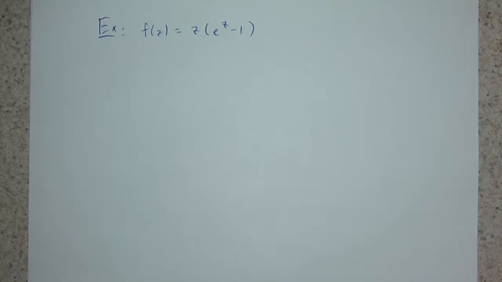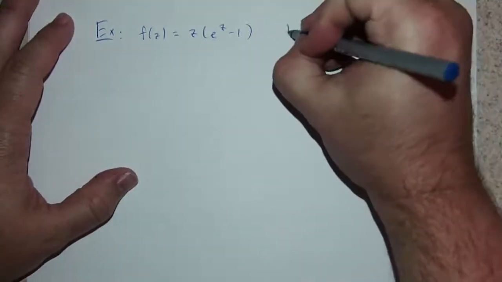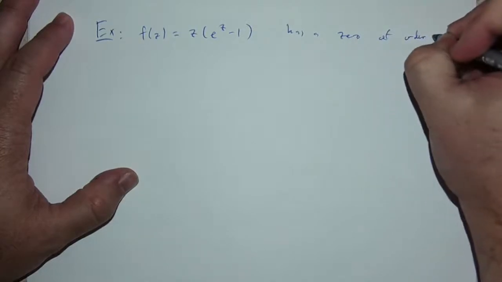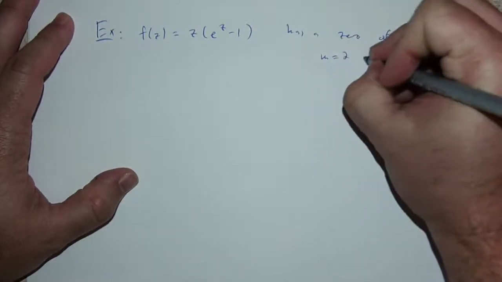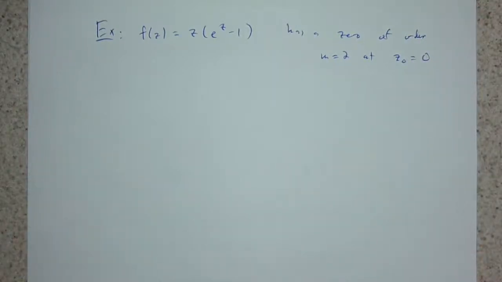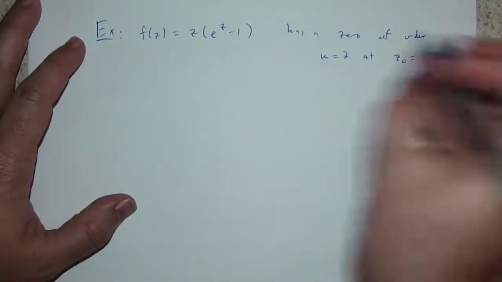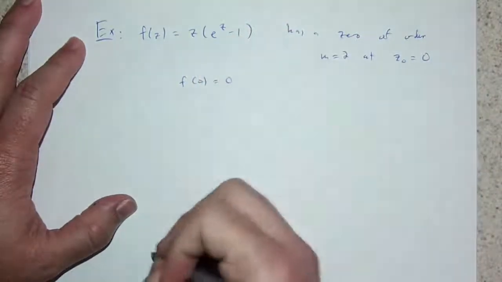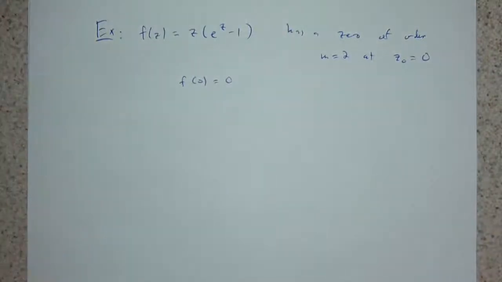This has a zero of order 2 at the point 0, right? This has a zero of order m equal to 2 at z naught equals 0. Why? Well, I can find this just from the definition. So f of 0 is 0. Okay, what about f prime of 0?